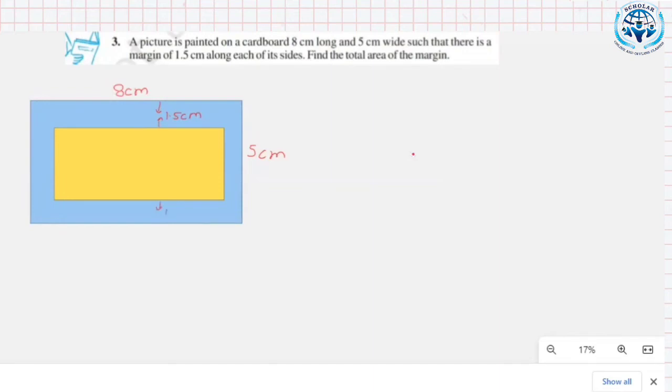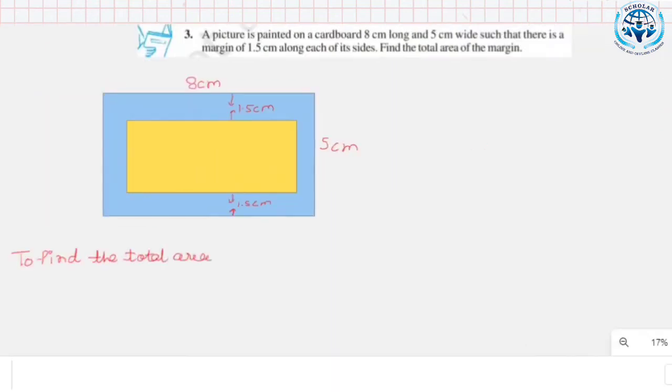The question is similar to those we have already solved. Only the way of asking the question is different. We have to find out the total area of the margin similar to that of the area of the path we have been finding so far. To find the area of the margin, we will subtract the area of the picture from the total area of the cardboard.